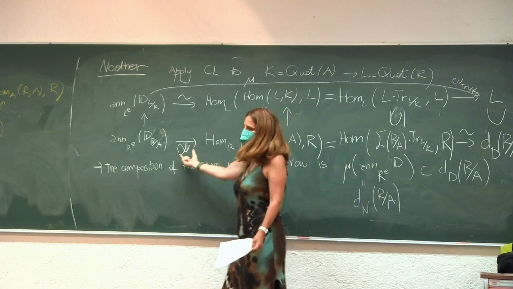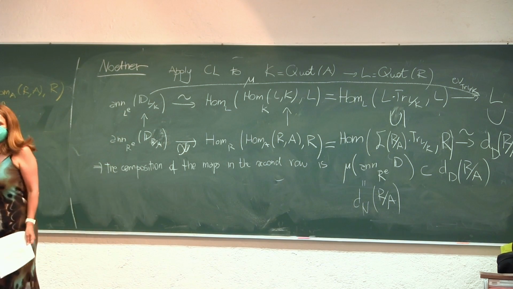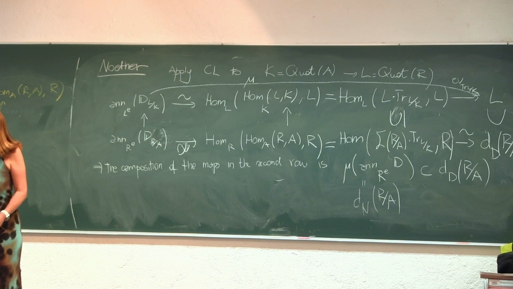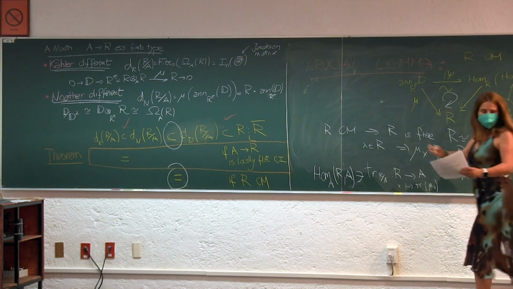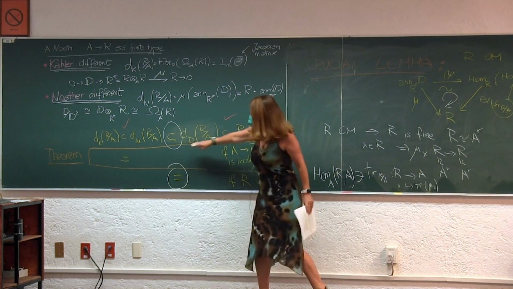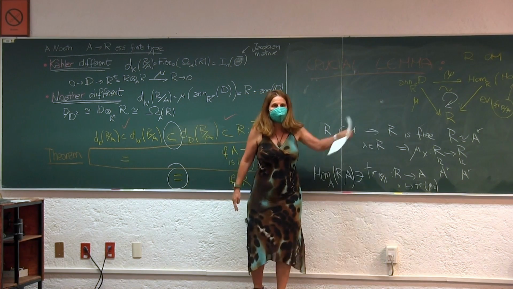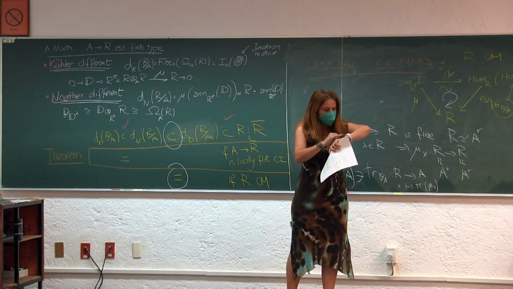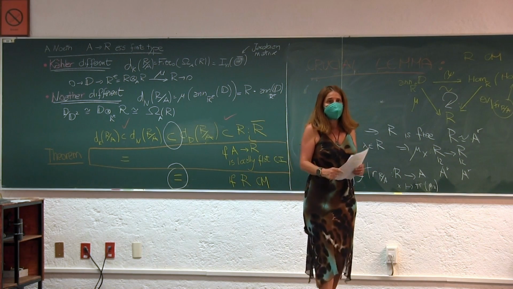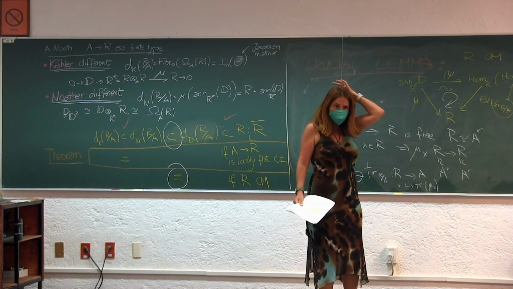So mu goes to finish here, obviously, because the composition goes to finish here. But this is exactly the Noether different. And when do I have equality? I have equality when this is an isomorphism. And that's true if R is Cohen-Macaulay. Okay? So this finishes a sketch, with more detail in the notes: the fact that we have an inclusion, and Cohen-Macaulayness.